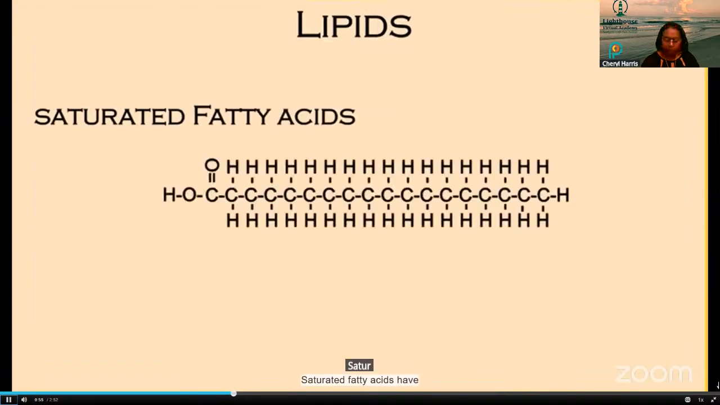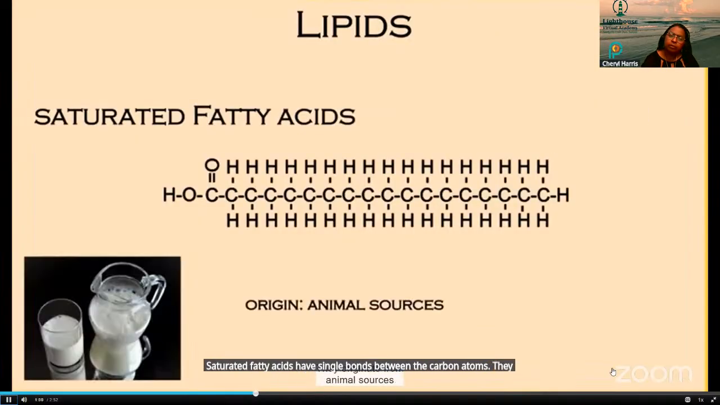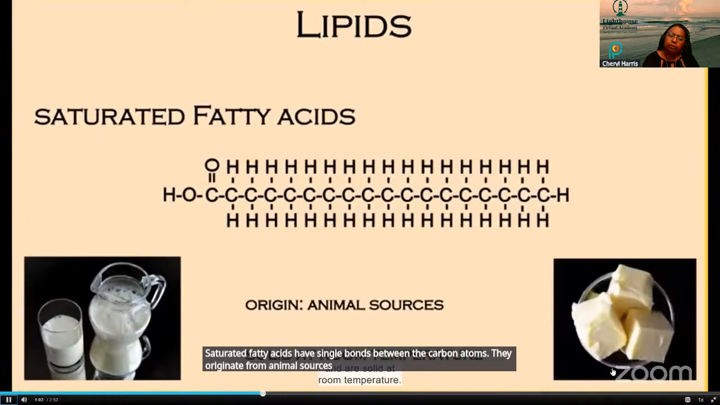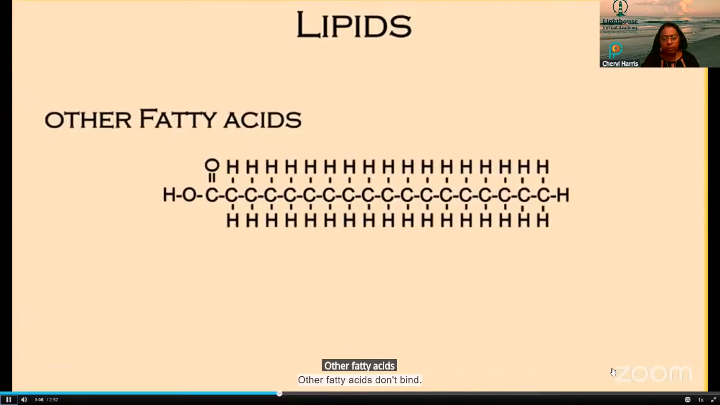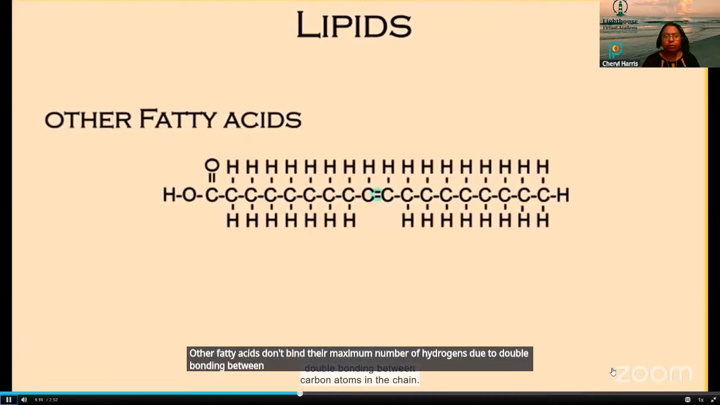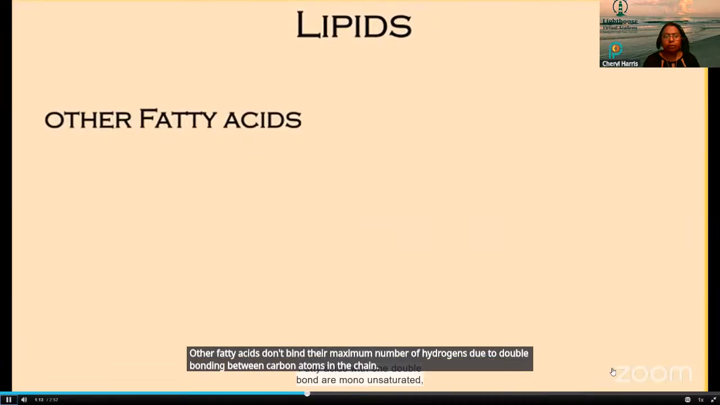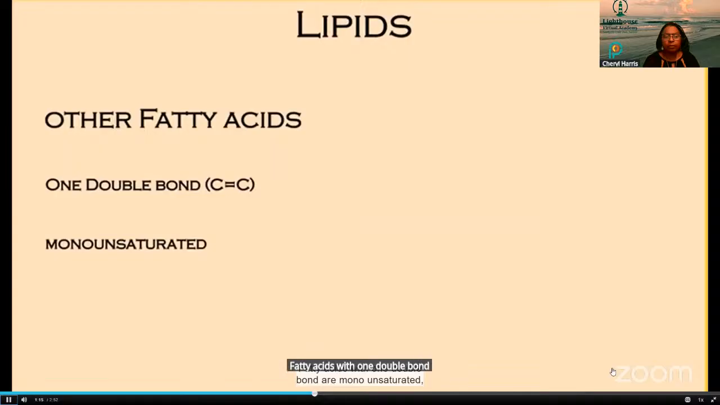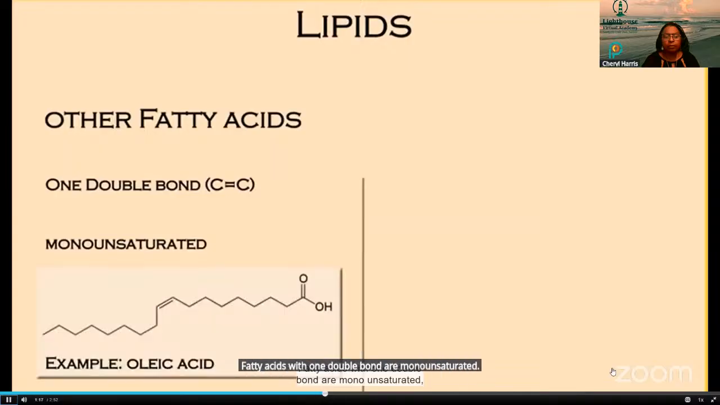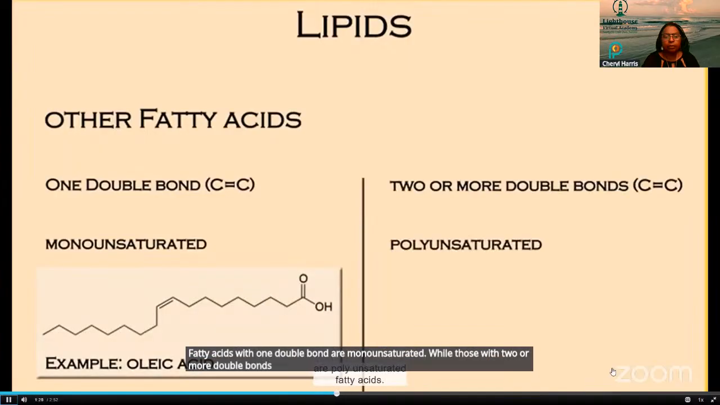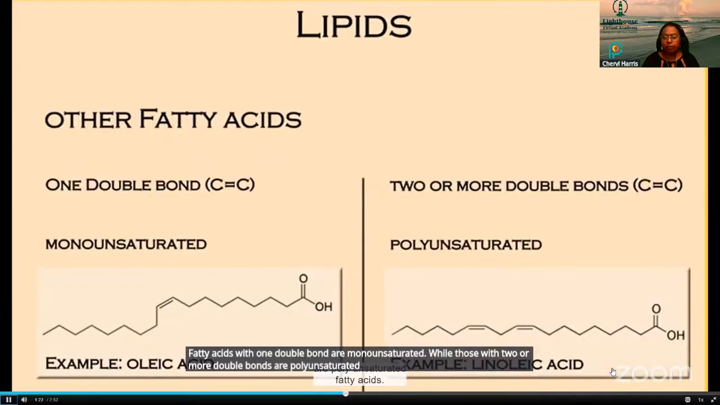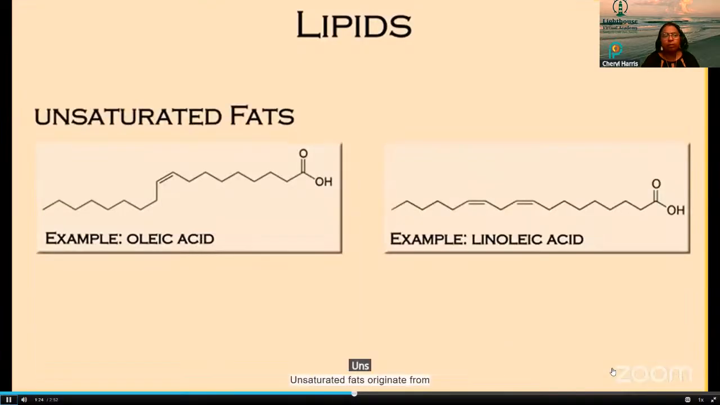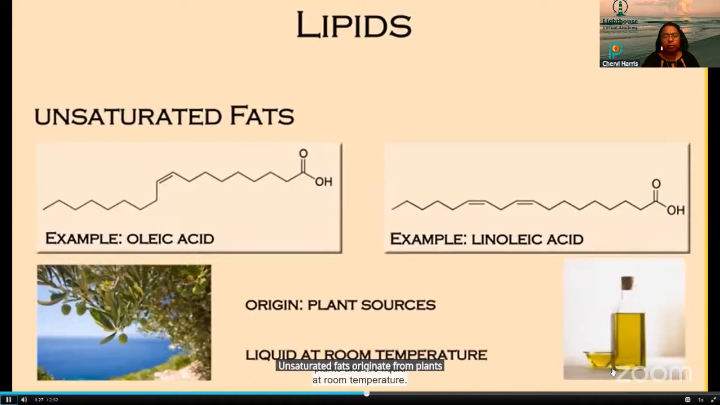Saturated fatty acids have single bonds between the carbon atoms. They originate from animal sources and are solid at room temperature. Other fatty acids don't bind their maximum number of hydrogens due to double bonding between carbon atoms in the chain. Fatty acids with 1 double bond are monounsaturated, while those with 2 or more double bonds are polyunsaturated fatty acids. Unsaturated fats originate from plants and are liquid at room temperature.